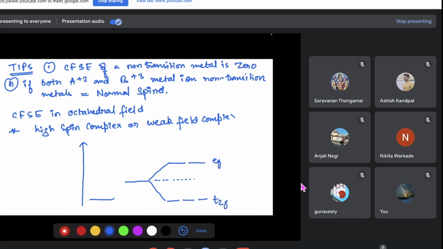This is eg, this is t2g, these are the d orbitals. The smaller d size belongs to the ion. These are dxy, dyz, dzx, and these are dx square minus y square and dz square. Okay, and the energy is minus 0.4 delta naught for t2g, and plus 0.6 delta naught for eg. Okay.